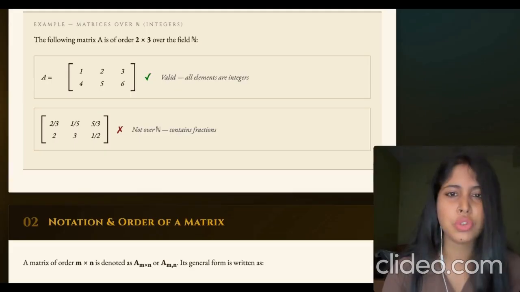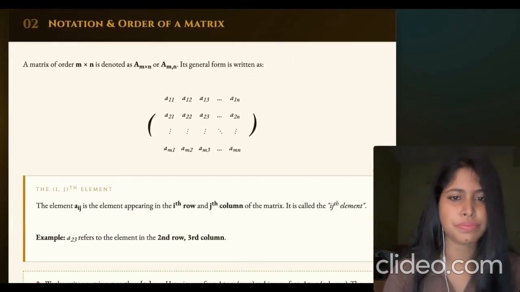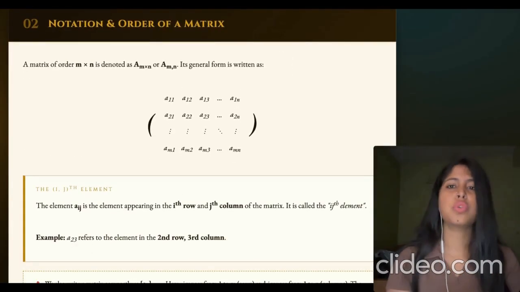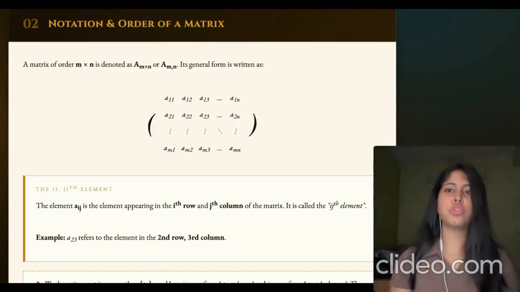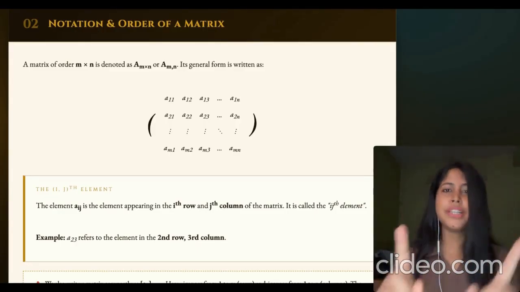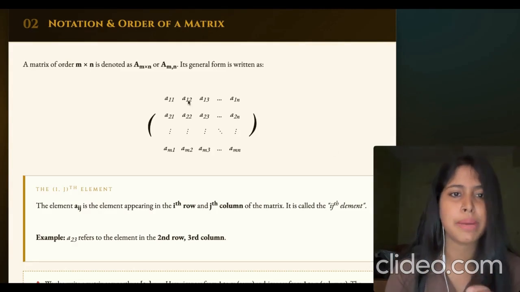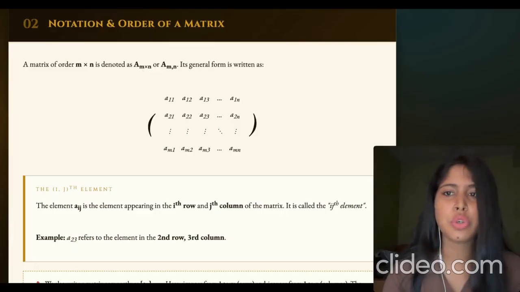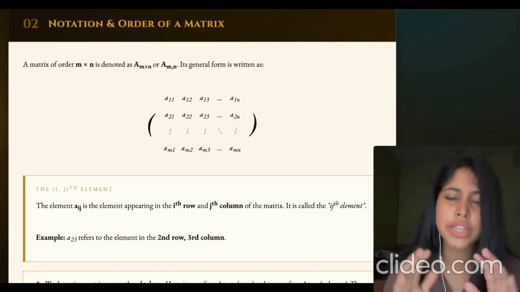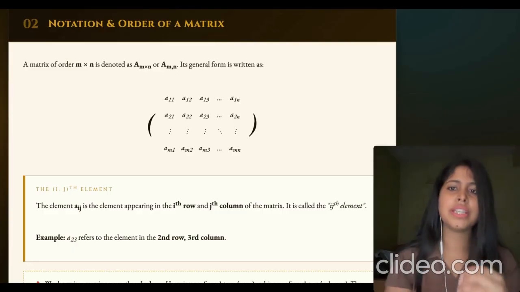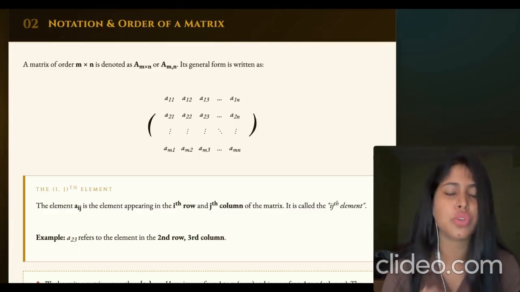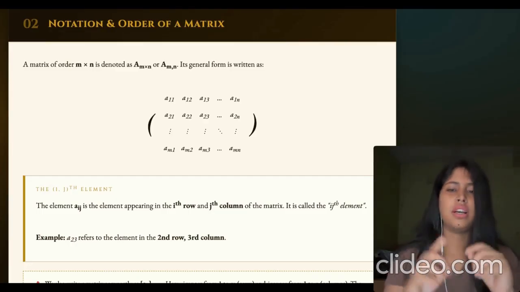Now coming to the next part. Let me introduce you to some notation that will follow you throughout this entire topic. So please pay close attention. A matrix of order m cross n is written as A subscript m cross n. The general form looks like a big rectangular table where the element in the ith row and the jth column is written as a subscript ij. We call it the ijth element.